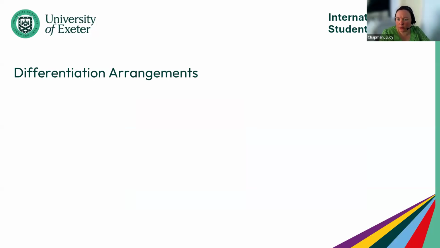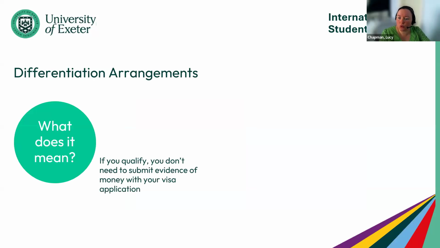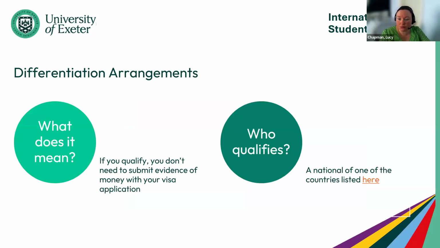Perhaps some of you are thinking, wait a minute, I don't need to send bank statements with my visa application. You're half right. Some students will qualify for differentiation arrangements. This means they don't need to submit evidence of their money with their student visa application. So who qualifies for differentiation arrangements?